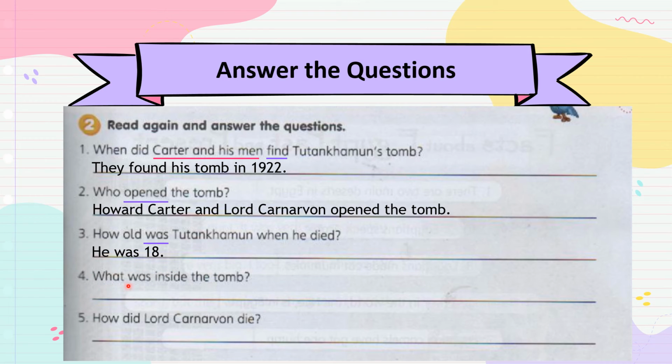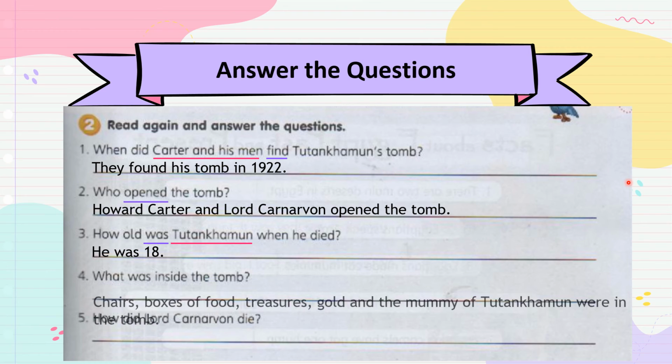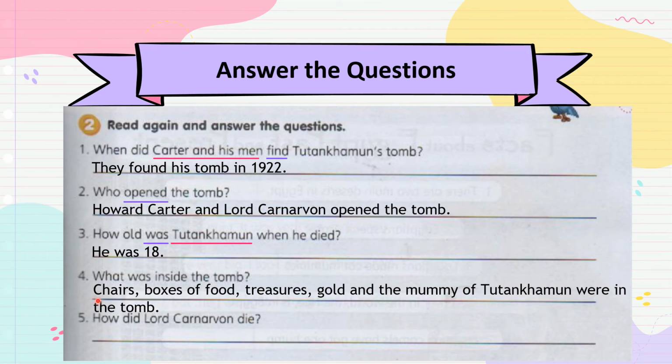Number 4. What was inside the tomb? What? Apa yang ada di dalam makam tersebut? The answer is, Tutankhamun. Okay, sorry. Tutankhamun, he. Tutankhamun lelaki kan? So, we use he. Kita gunakan pronoun he. Okay, so this is the answer for number 4.